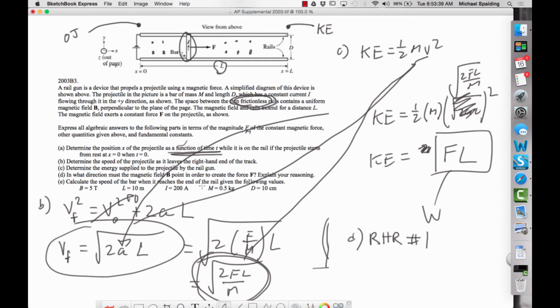And then for this last question, you're actually going to calculate the speed. The thing is, L is the length of the rails. What you're going to plug in for the length of the bar is D. When you calculate this force right here, you're going to go I-L-D, where you make that 0.1 meters.